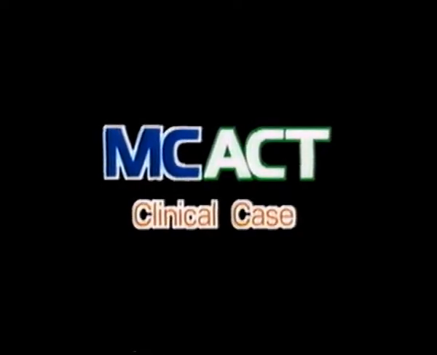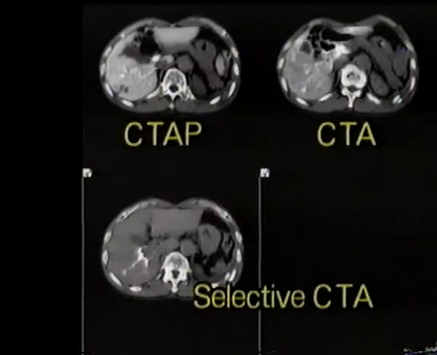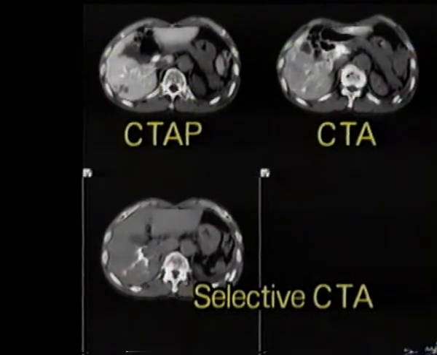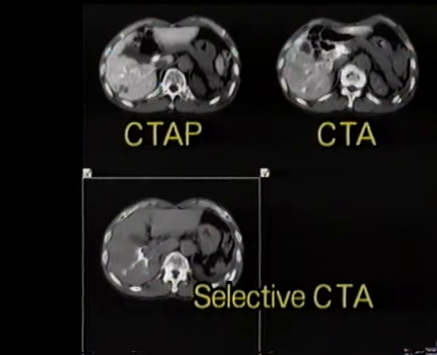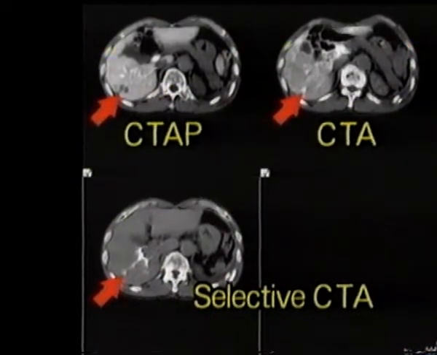Now let's look at some actual clinical images. In this case, intravenous contrast CT gave the impression of HCC recurrence in the S6 therapy region, so MC-ACT was performed. These are slice images from the vicinity of the area treated. CTAP shows an image defect in the treated area. Staining the suspect section enables it to also be checked by CTA and selective CTA.